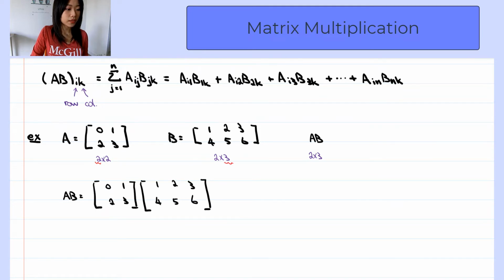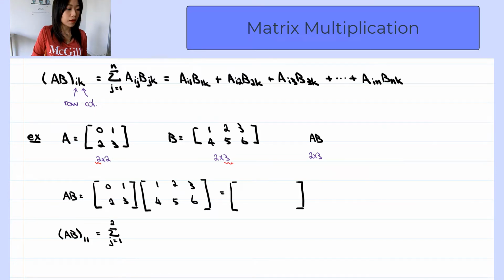We know that the resultant matrix is 2 by 3, so we should have 6 elements. To calculate the element, we are going to use the equation above. So the first element would be A times B, first row and first column. It would be the sum from j equals 1 to n, and n is the number of columns of the first matrix, which is 2.